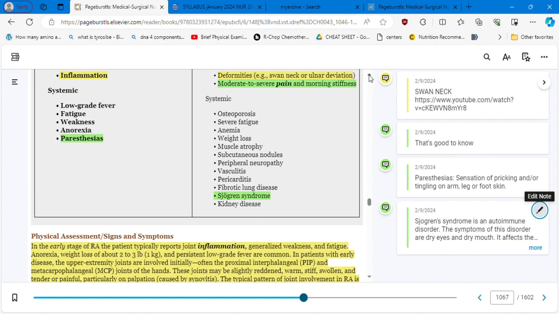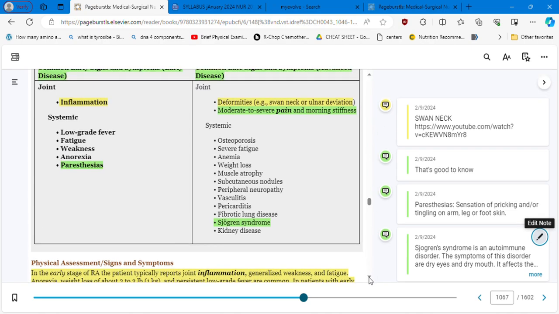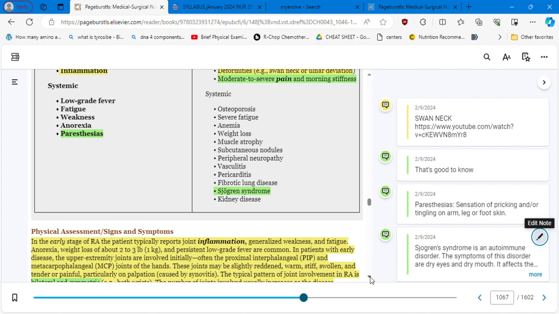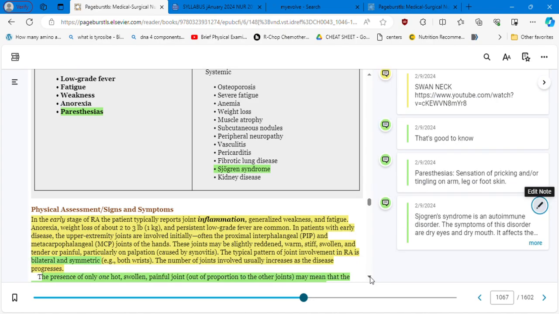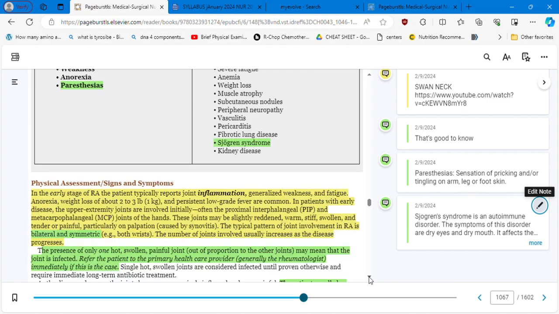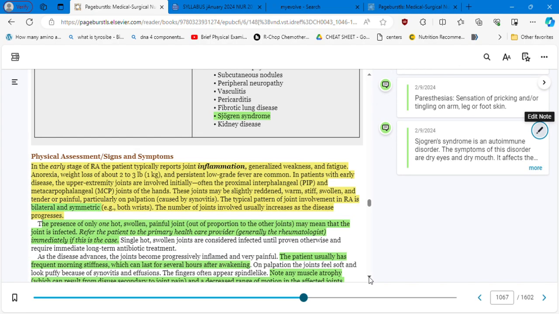So with this type of patients, you need to consider that the approach has to be a collaborative, multidisciplinary approach, right? Physical assessment, signs and symptoms. In the early stage RA, the patient typically reports joint inflammation. And maybe you're going to ask me, Dr. Matalana, why can a patient having an autoimmune condition develop multiple autoimmune conditions?